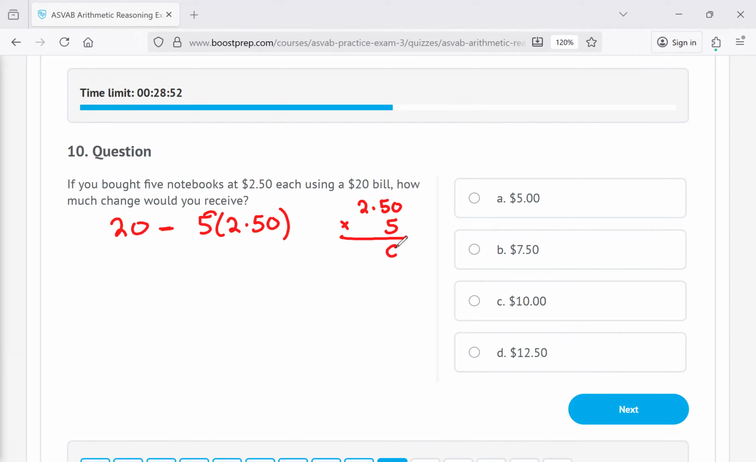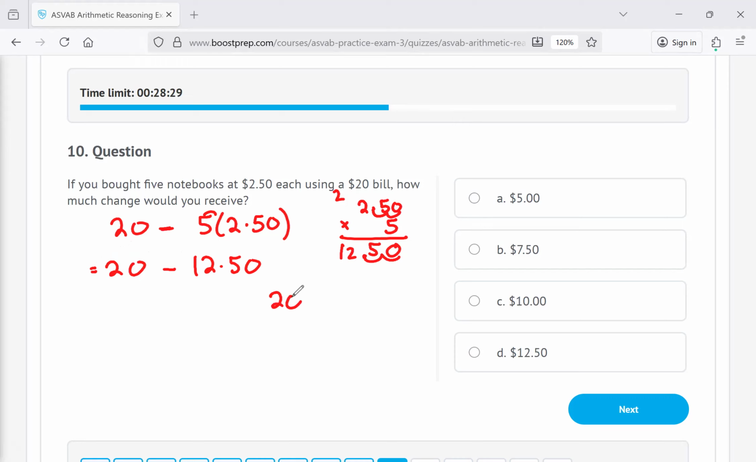Multiply this out. 0 times 5 is 0. 5 times 5 is 25. Carry the 2. 5 times 2 is 10. Plus 2, that's 12. And then there are two decimal places, so it's 1, 2. So it's really 20 minus 12.50, right? So what's 20 minus 12.50?